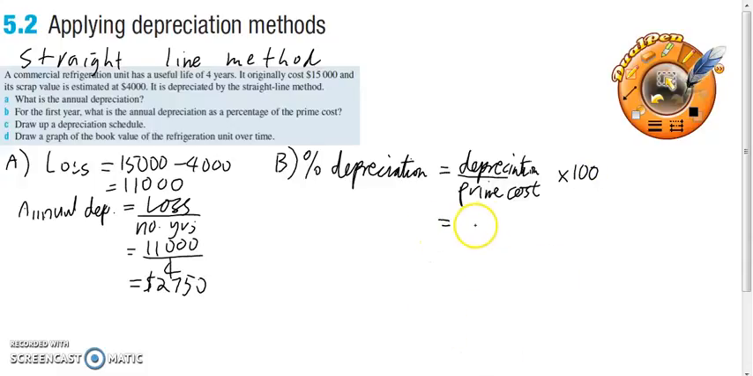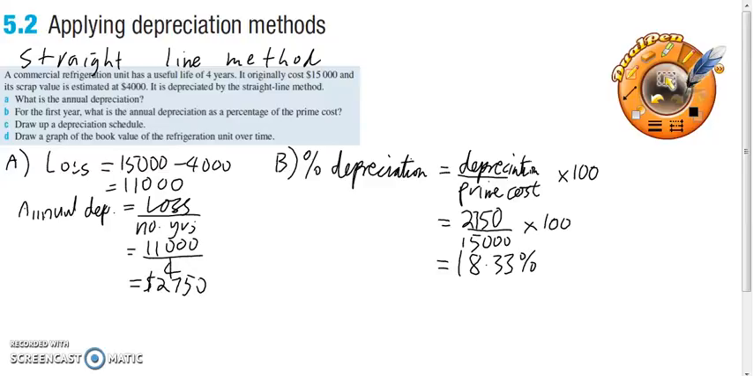So our depreciation is 2,750 divided by our prime cost, which is 15,000, multiplied by 100. And we do that and we end up with a percentage of 18.33%. So that's what we're looking at when we're talking about annual depreciation.